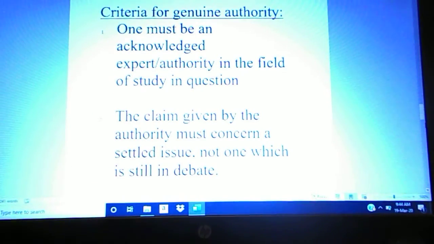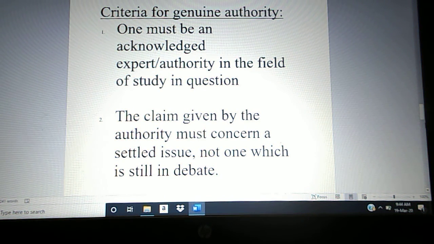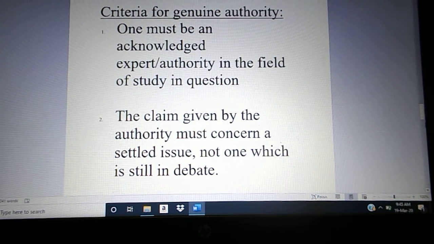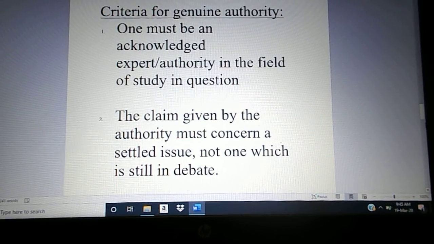And, of course, it also comes down to the question of whether or not it's a settled issue. If you want to talk about, for example, proving the existence of God, talking to the Pope wouldn't be any better than talking to Richard Dawkins, because the issue is one that's unsettled, regardless of how highly these individuals might be held in their own circles. They're talking about something that's an unsettled issue, hence it would not be considered a case of genuine authority. So again, for genuine authority, you must be an acknowledged expert in the field, and the claim has to be given with regards to a settled issue, not one that is still up in the air.